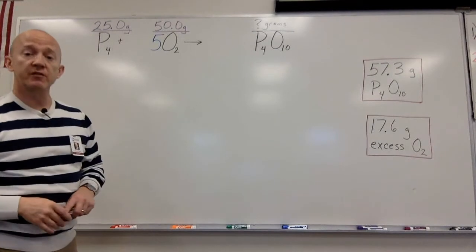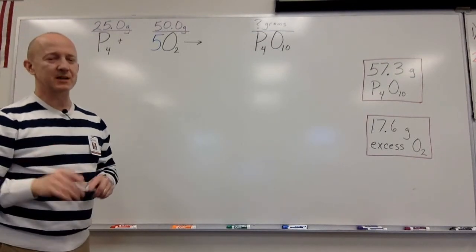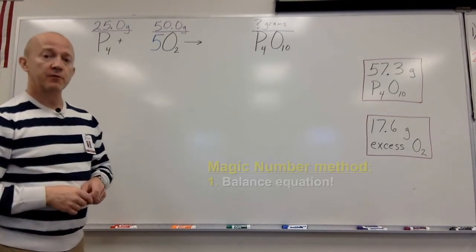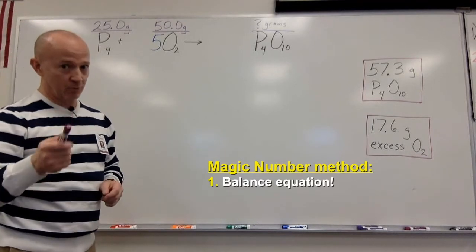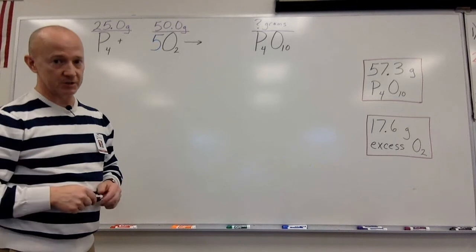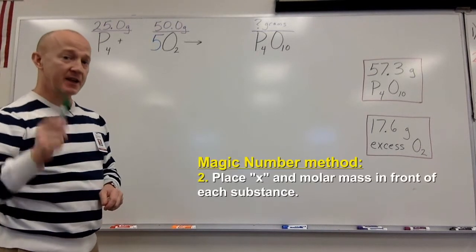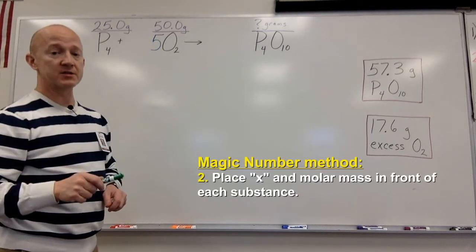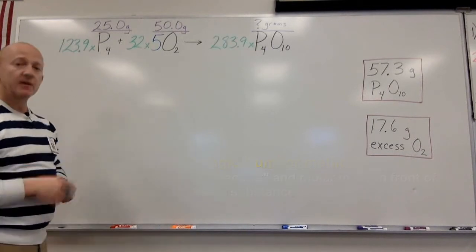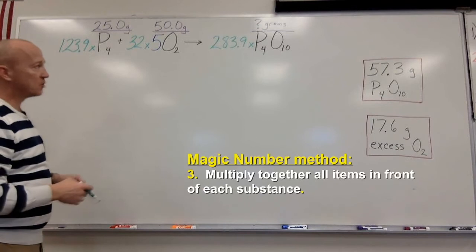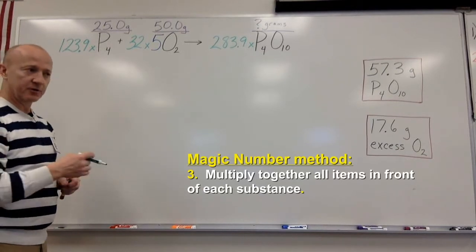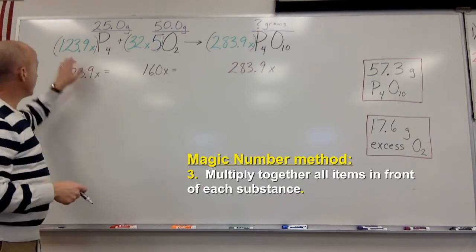Okay, let's solve this problem one more time, but this time let's use the magic number method. First, I have my balanced equation on the board. This is step 1. Always start with a balanced equation. Next, I'm going to place an X and the molar mass in front of each substance. Now that I have all my molar masses and my X's in place, I'm going to multiply all the items together in front of each one of the substances.